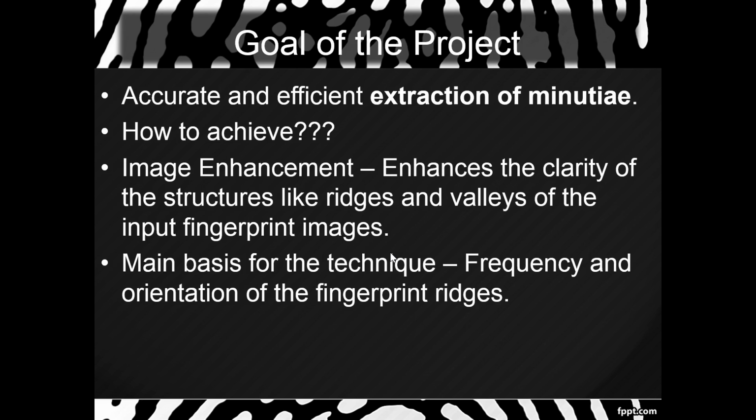Before extracting the minutiae, you have to enhance the image. Enhancing is improving the image without any blurs to make it clear, so that when you extract the parameters like minutiae, they'll be accurately extracted. So image enhancement enhances the clarity of the structures like ridges and valleys of the input fingerprint images. The main basis for this technique is the frequency and orientation of the fingerprint ridges, how the fingerprint ridges are oriented and how the frequency is calculated.